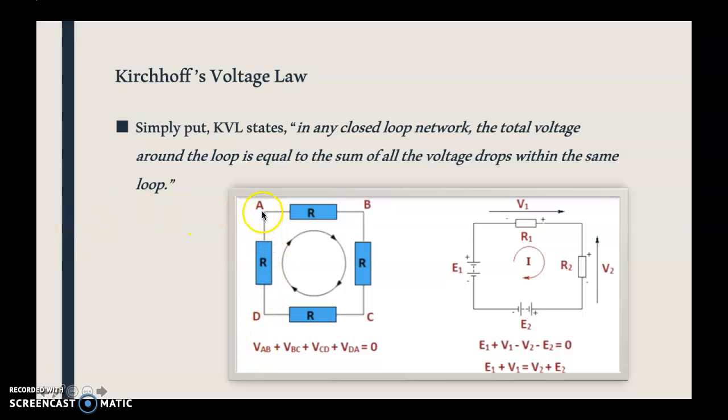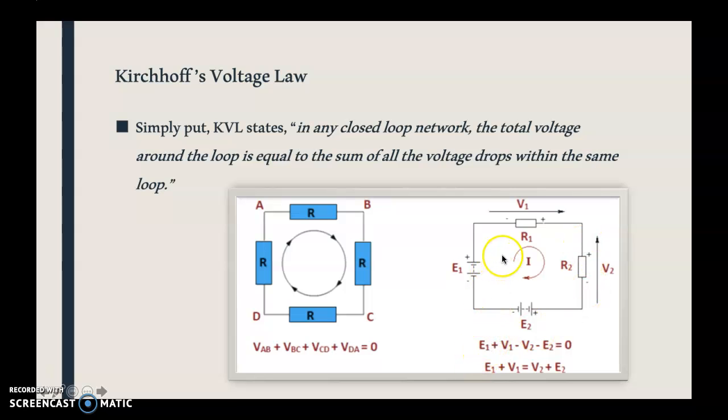So we see that the voltage from A to B plus the voltage from B to C plus the voltage from C to D, D to A will all equal 0. So this is called a nodal equation. However, when writing the nodal equation, you also have to take polarity into account.